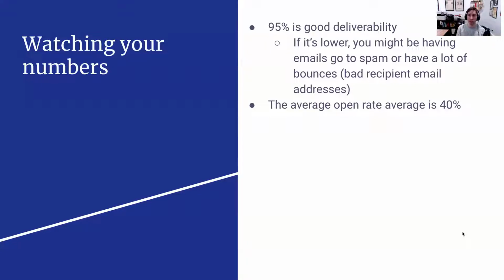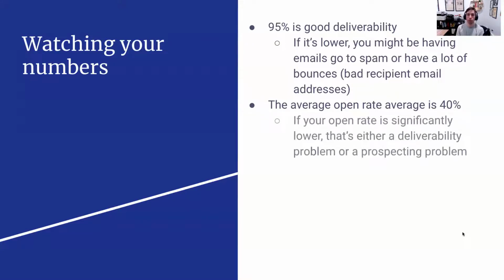But if you're seeing an open rate lower than 40%, then I'm suspicious that there might be an issue with deliverability, or possibly an issue with prospecting and who you're finding. But if your open rate is a good deal lower than 40%, there might just be a deliverability issue.